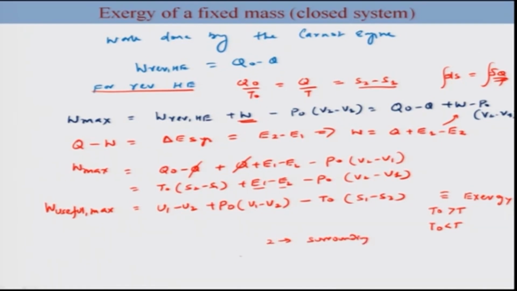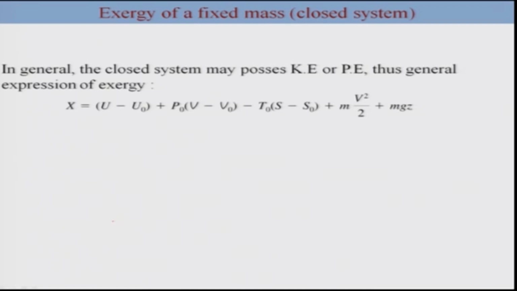then we can write the useful maximum for a given state of a system in the following form, okay. So, we can write simply in this following way. We can write your W useful or total useful for a given system as simply U minus U0 plus P0 (V minus V0) minus T0 (S minus S0), okay, where 0 here represents the dead state, okay.